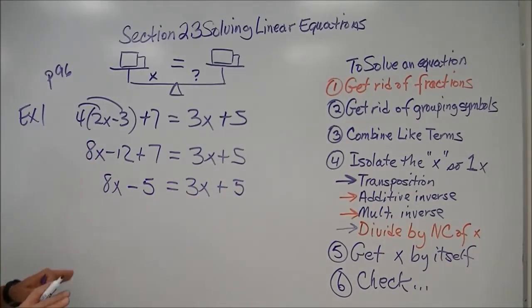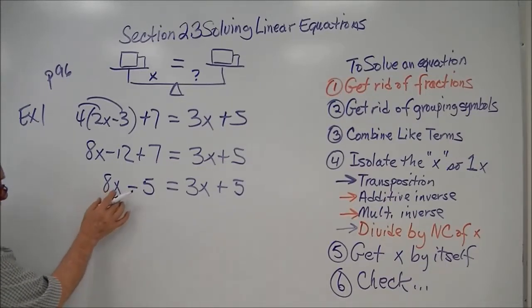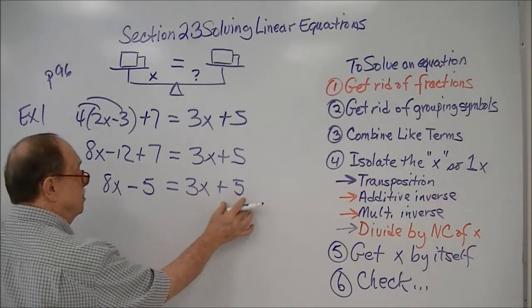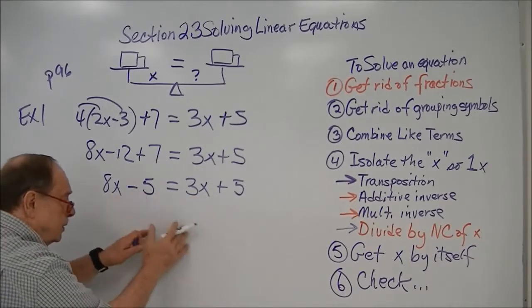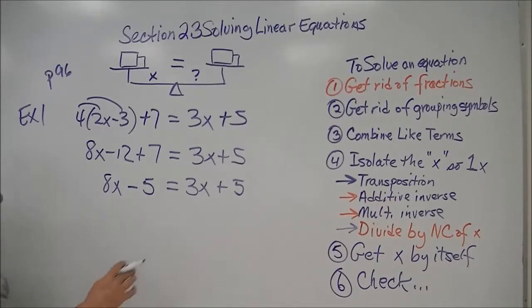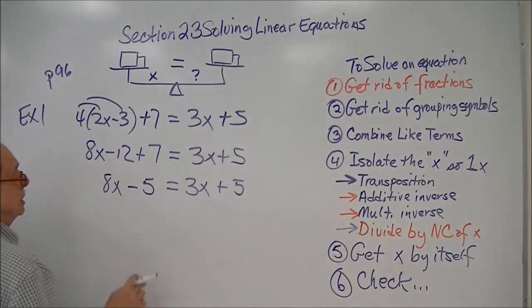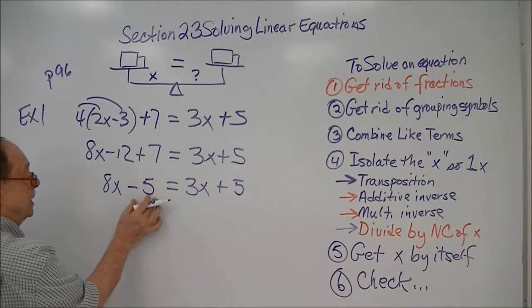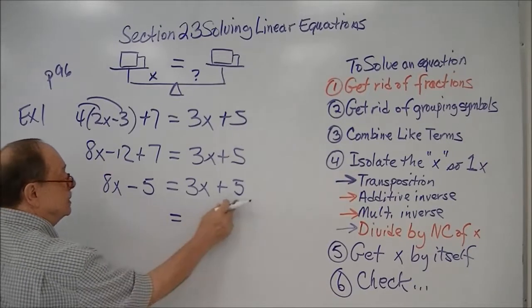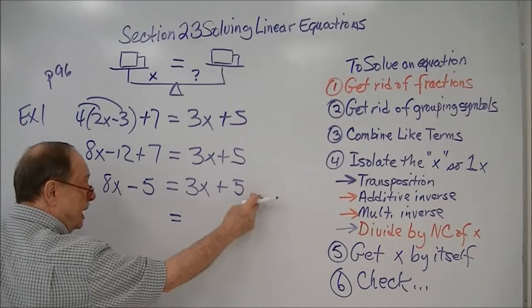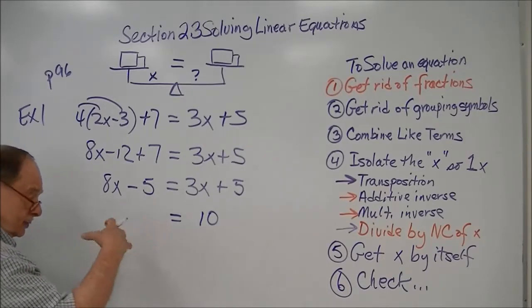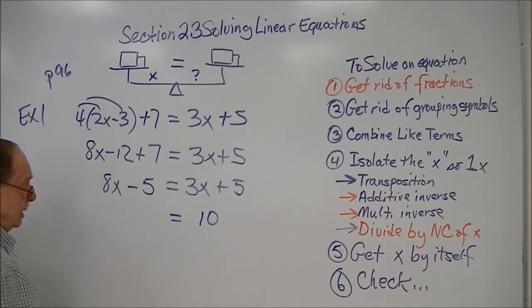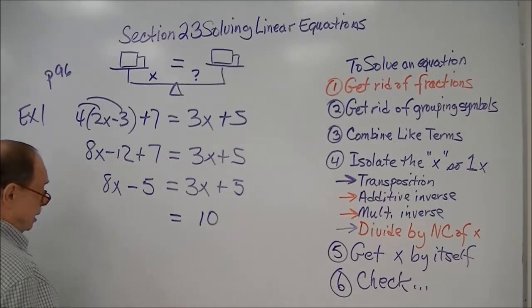Now this is sort of the intermediate step you want to get to, where you have a variable, a number, a variable, a number. Now you want to get all the variables on one side, all the numbers on the other. And we're going to use this transposition. So I'm going to transpose the negative 5 from this side to the other side, where it becomes a positive 5, and 5 gives me a 10. Now if you need to write that step out, do so. But as we progress, some of this can be done mentally. And as long as you're getting correct answers, that'll be good.